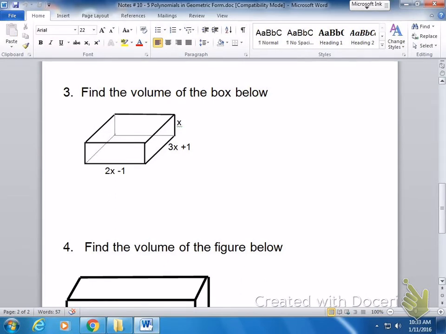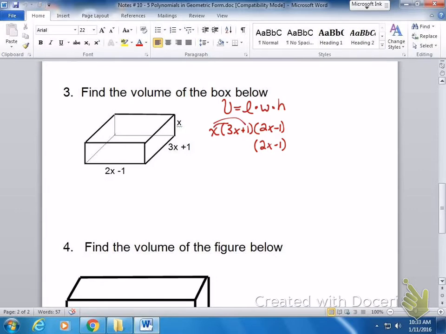Now, the next one says find the volume of the box. Now, if you don't remember, volume is length times width times height. So I'm going to take all 3 dimensions and multiply them together. But I want to do it in kind of a certain order. I'm going to start with x. Then I'm going to multiply that by 3x plus 1. And that needs to be multiplied by 2x minus 1. So I'm just multiplying all 3 of my pieces together. But let's just start with the x times 3x plus 1. I'm going to move the 2x minus 1 down.